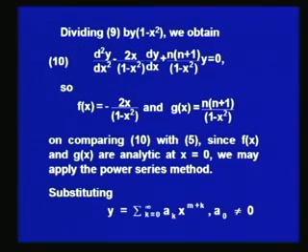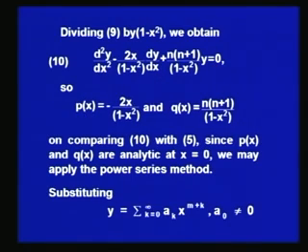If we divide Legendre's equation, that is equation number 9, by 1 − x², we will obtain d²y/dx² − 2x/(1 − x²) dy/dx + n(n + 1)/(1 − x²) y = 0. So here it turns out that P(x) is equal to −2x/(1 − x²) and Q(x) is equal to n(n + 1)/(1 − x²), when we compare equation number 10 with equation number 5.